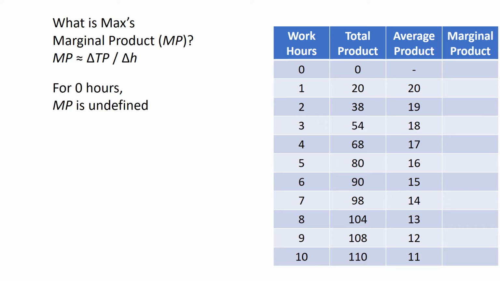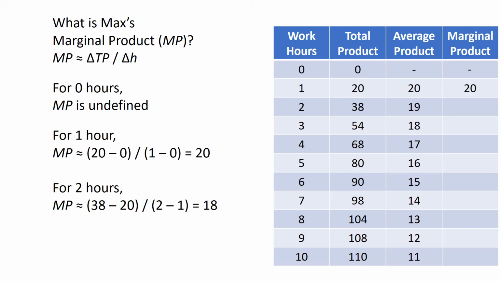For 0 hours, marginal product is undefined. For 1 hour, marginal product is the change in total product, 20 minus 0, divided by the change in hours, 1 minus 0. So 20 divided by 1 is 20. For 2 work hours, the marginal product is the change in total product, 38 minus 20, divided by the change in work hours, which is again 1. So 18 divided by 1 is 18. For 3 work hours, the marginal product is 54 minus 38, or 16, divided by 1, which is 16.